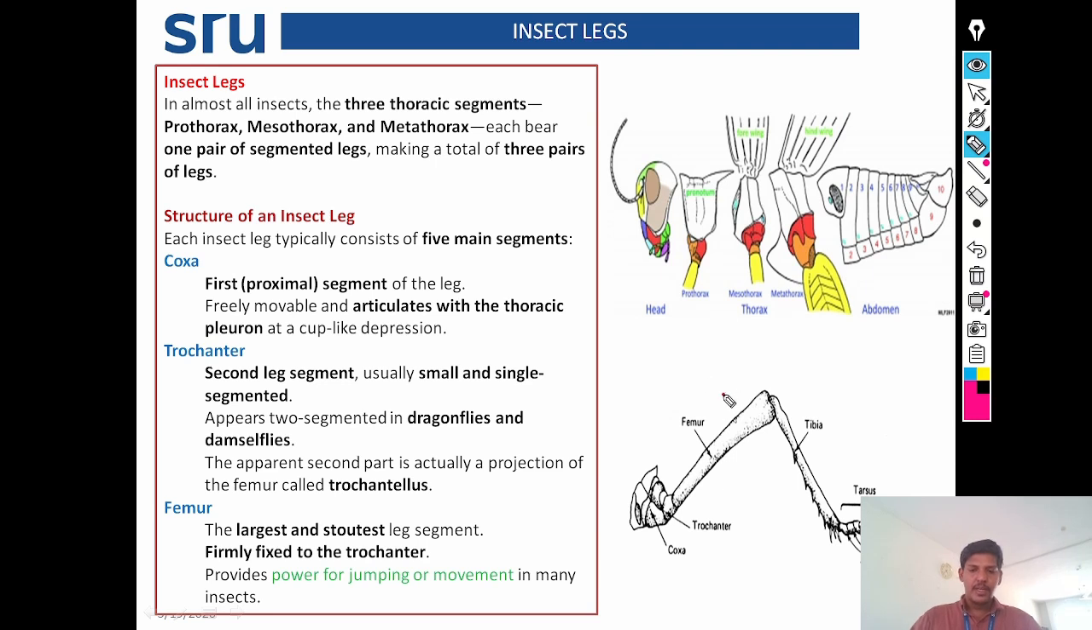Next, femur. This is the femur portion. This is the largest and stoutest leg segment. Which is the largest and stoutest leg segment? Then you have to tell femur is the largest and stoutest leg segment. It is firmly fixed to the trochanter, and it provides power for jumping or movement in many insects.